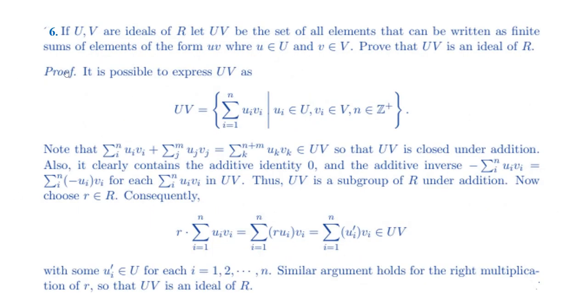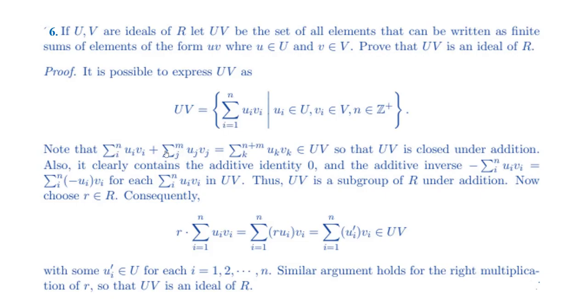Then in the next one, we have: if U, V are ideals of R, then let UV be the set of all elements that can be written as finite sums of elements of the form u into v, where u ranges over capital U and v in capital V. We have to prove that this product is an ideal of R. So this is how the description of UV is: the collection of all summation u_i v_i, where i ranges over 1 to n, the u_i's are members of capital U and the v_i's are members of capital V.